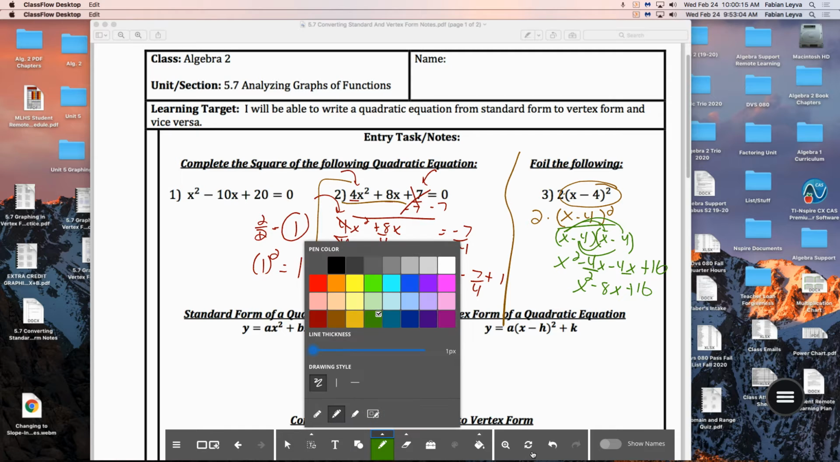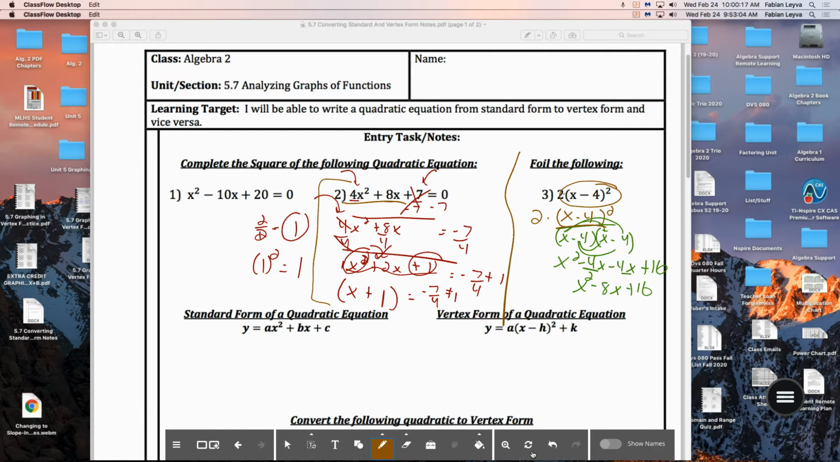Now, just a reminder that we foiled out x minus 4 squared. Now, this 2 is just hanging around, still multiplying everything. So don't forget that 2 out in front. We did the green, which is where the majority of mistakes happen, if they do, which is foiling out that binomial. But now that we did it correctly, all we have to do is distribute our 2. So we end up with 2x squared minus 16x plus 32.